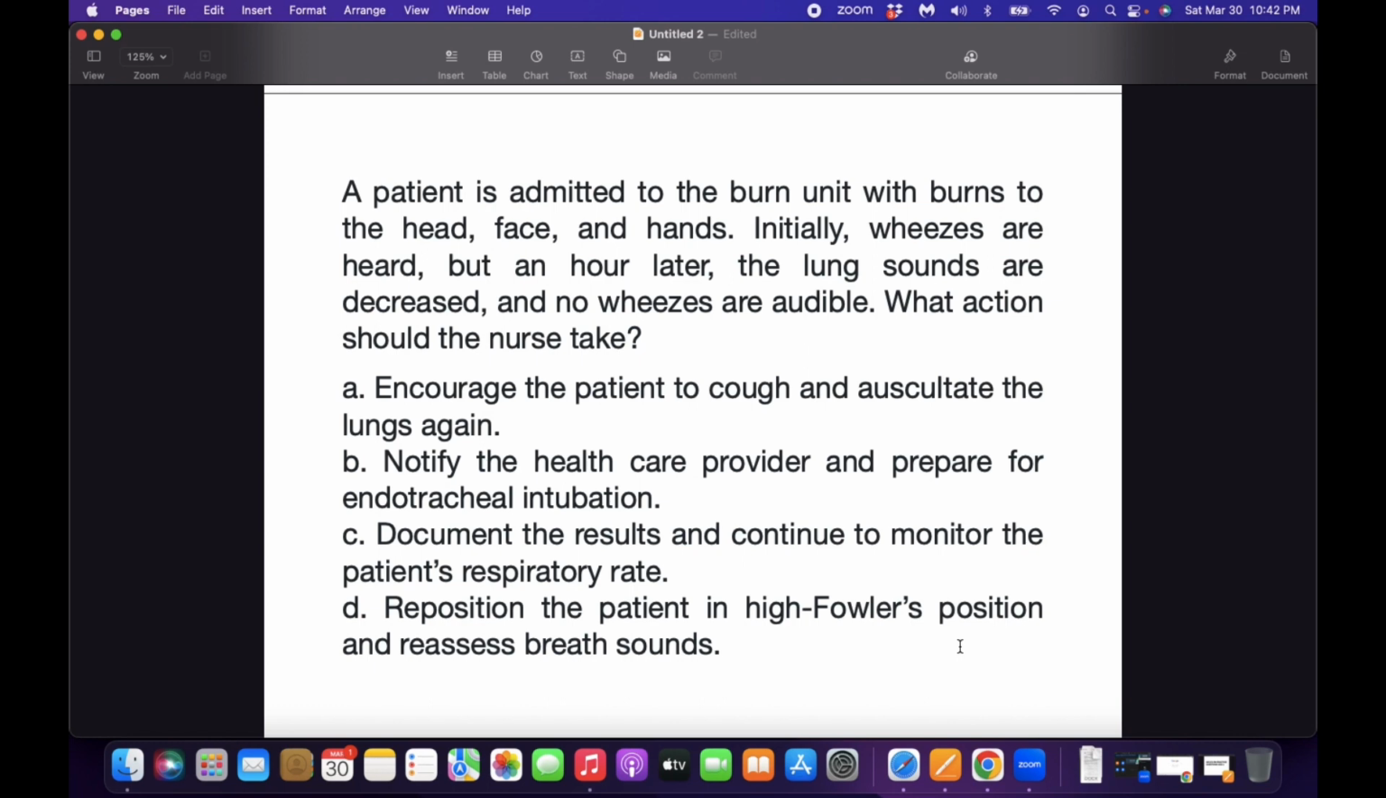Placing the patient in a more upright position or having the patient cough will not address the problem of airway edema. Continuing to monitor is inappropriate because immediate action should occur.